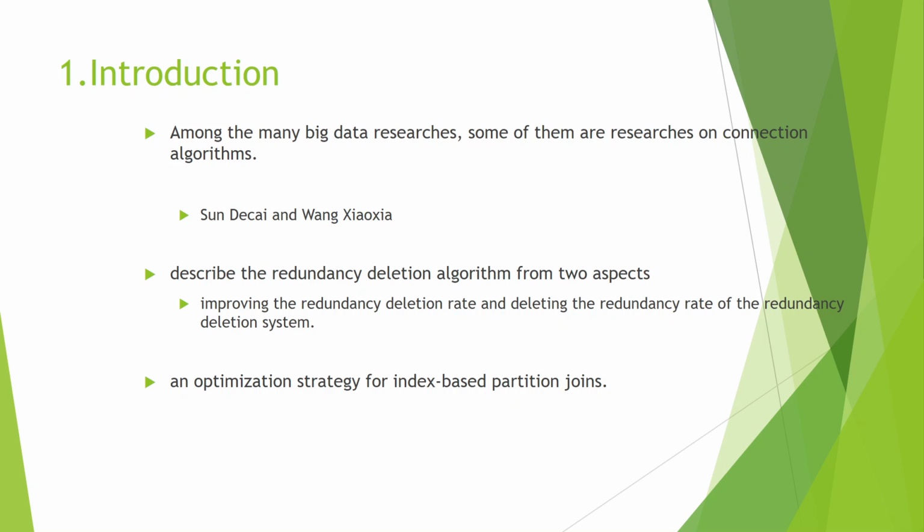This paper proposes an optimization strategy for index-based partition joins for the connection method of two data tables. This paper improves the connection method of reduce side based on the idea of map side connection. When the join operation is performed in the map phase, the reduce phase can be reduced, thereby eliminating the shuffle phase and improving efficiency.